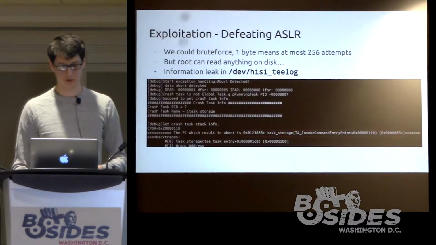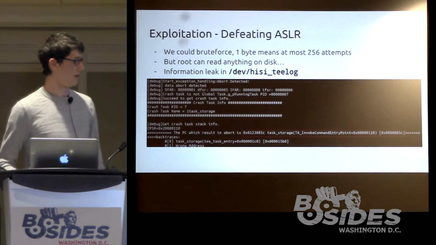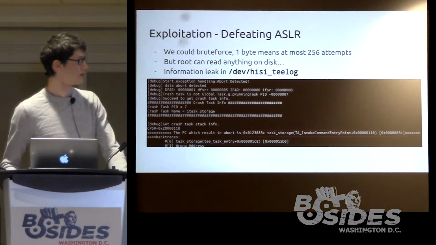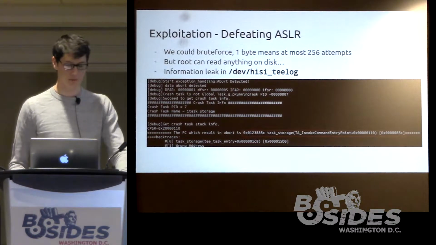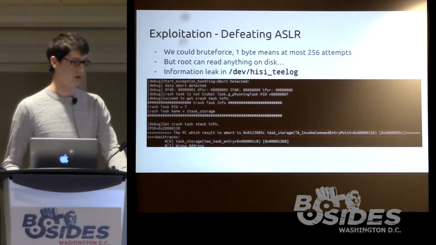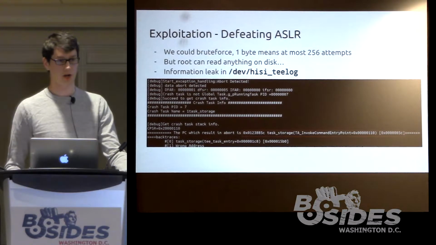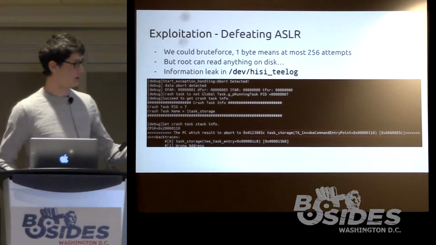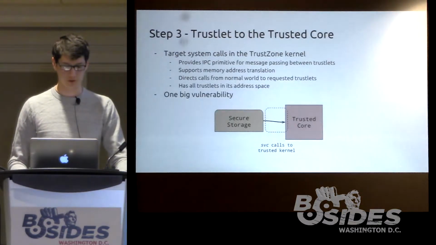But the problem gets even worse because all this information is actually just revealed in log files. So strangely enough, information about the trusted world is leaked to the normal world via the file system. So it completely defeats this security mitigation, because if we can just crash it once, it will log out the address that the trustlet's loaded to, and we don't need to guess 256 times, which would be trivial. We just need to guess once, fail, and then guess again, because we know the address. So this gets us code execution into the trustlet.